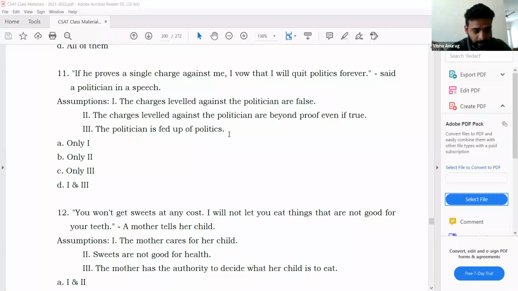See, question number 11. If he proves a single charge against me, I vow that I will quit politics forever, said a politician in a speech. Assumption number 1. The charges leveled against the politician are false. What do you think? Does he believe that the charges are false or he is innocent?